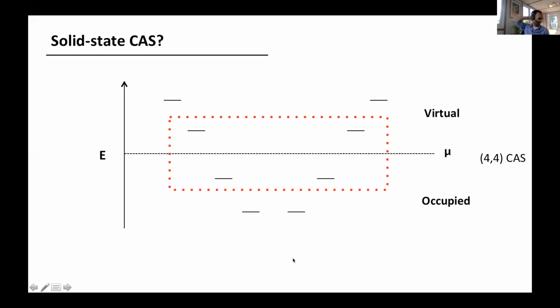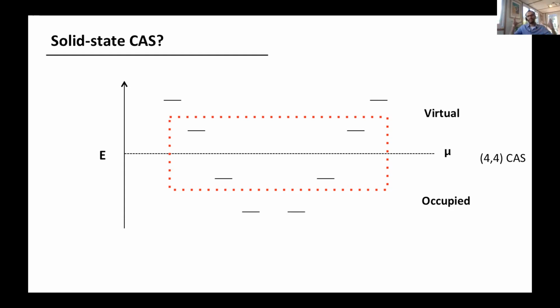So what if we were to take a solid state system and just do a naive construction of a CAS space? Let's say we do some kind of mean field calculation on a small simulation cell of a solid, put periodic boundary conditions on it, and we get a set of molecular orbitals. Then we could just define some CAS. We could take some energy window and say these are the orbitals in our active space, and do our multi-reference calculations.